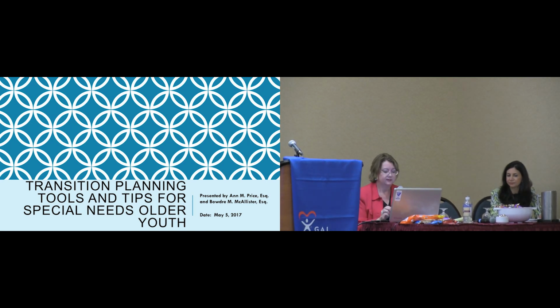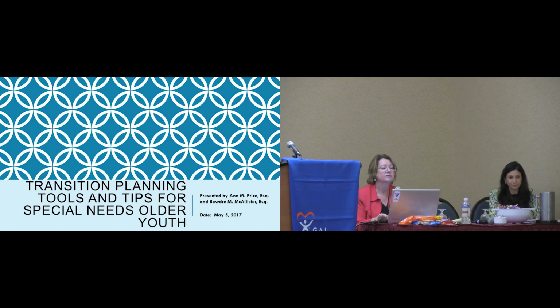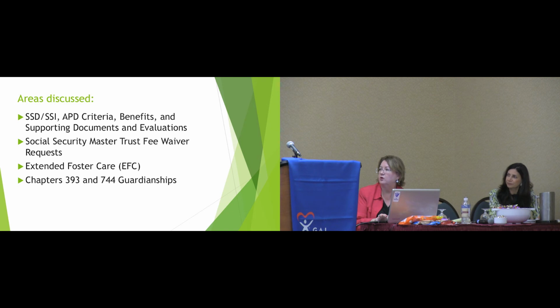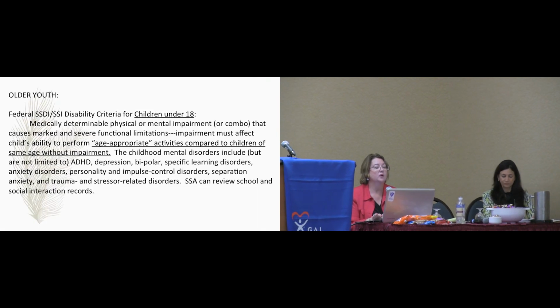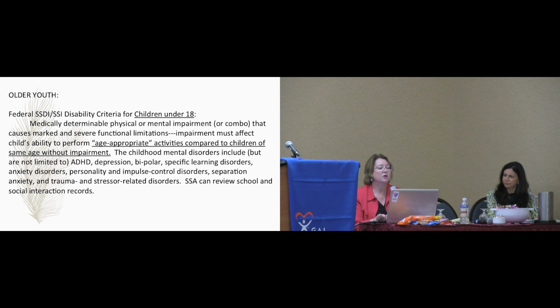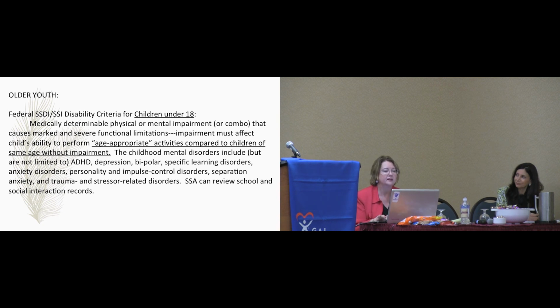Our presentation is on transition planning, tools and tips for special needs older youth. These are basically the four areas we're going to be talking about, and we're going to start out with older and younger youth as well. The criteria for meeting SSI eligibility for children under 18: they gauge that child's ability to perform age-appropriate activities compared to children of the same age without impairment. It lists some of the common disorders that you'll see with the children. You'll get a lot of these cases where they need an SSI or SSDI application filed. It usually takes 2 or more of these disorders to get qualified.